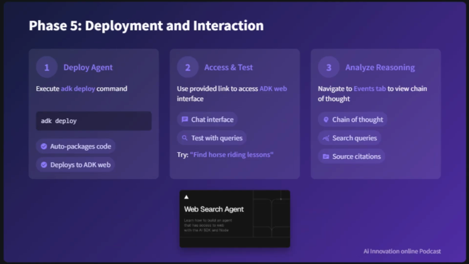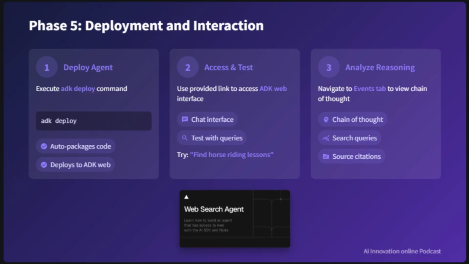Return to your terminal with the virtual environment still active and execute adk deploy. This command packages your agent and deploys it to ADK Web, where you can access and interact with it. Use the provided link to access your agent and start interacting with it. Try a complex query like asking for horse riding lessons in your city.